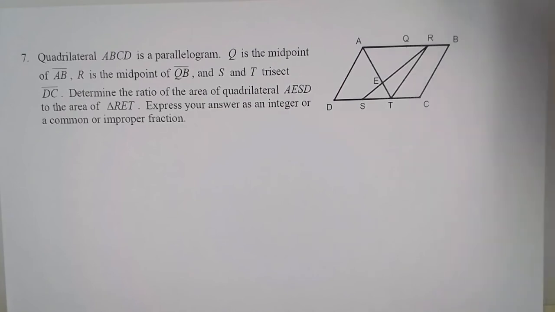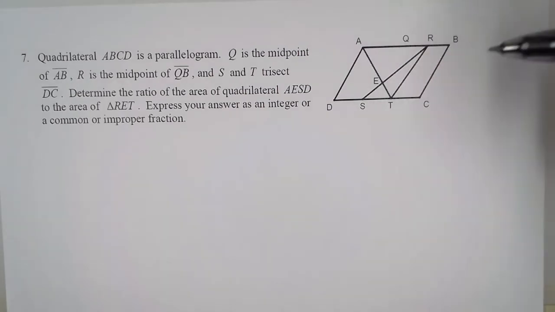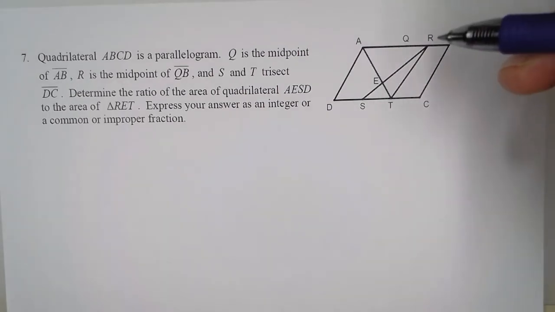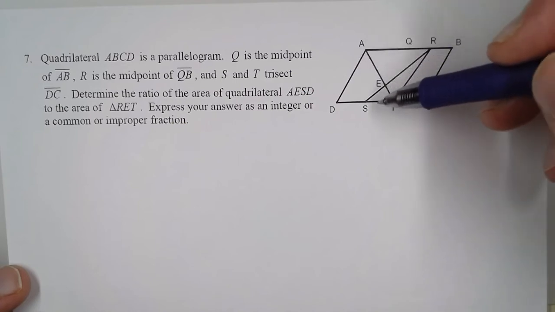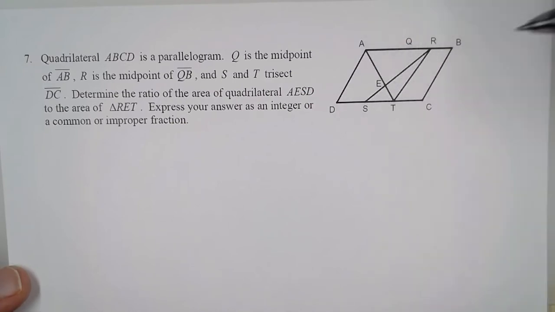In this problem, it says quadrilateral ABCD is a parallelogram. Q is the midpoint of AB, R is the midpoint of QB, S and T trisect DC. We want to determine the ratio of the area of quadrilateral AESD to the area of RET.